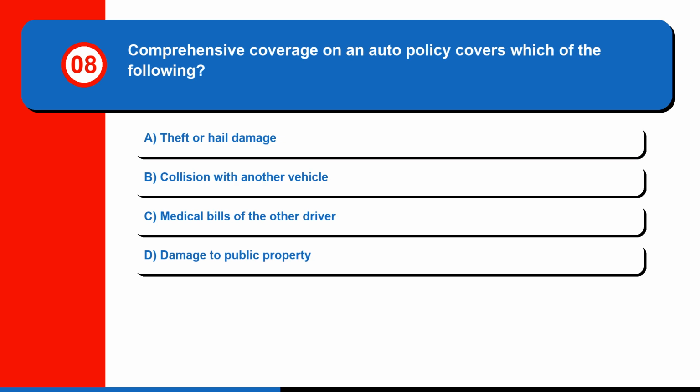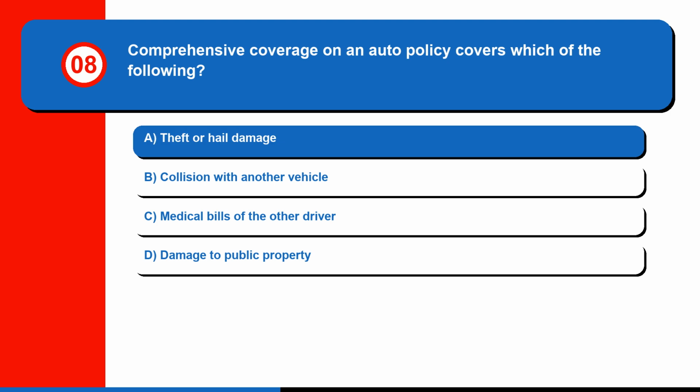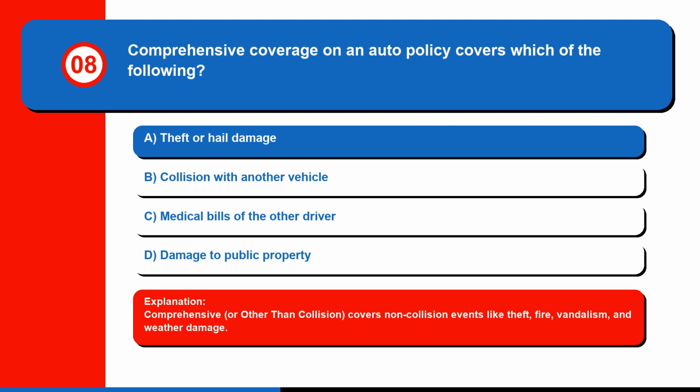Question 8. Comprehensive coverage on an auto policy covers which of the following? A. Theft or hail damage, B. Collision with another vehicle, C. Medical bills of the other driver, or D. Damage to public property. The correct answer is A. Theft or hail damage. Comprehensive, or other than collision, covers non-collision events like theft, fire, vandalism, and weather damage.